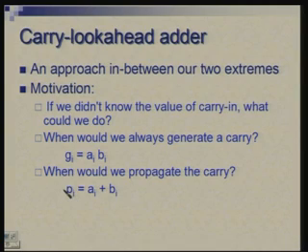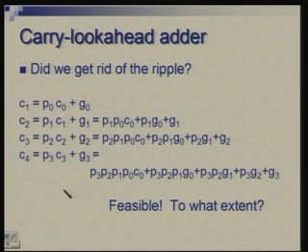Now we try to rewrite all the CI values in terms of P's and G's. We can say that C1 is true if either a carry gets generated by stage 0 or the carry coming in gets propagated at this stage. Similarly, we can write for C2, C3, C4. So, C2 is P1 C1 plus G1, C3 is P2 C2 plus G2, and so on.